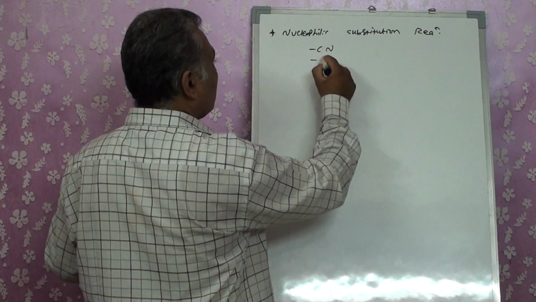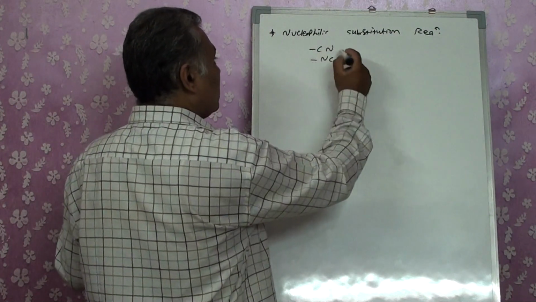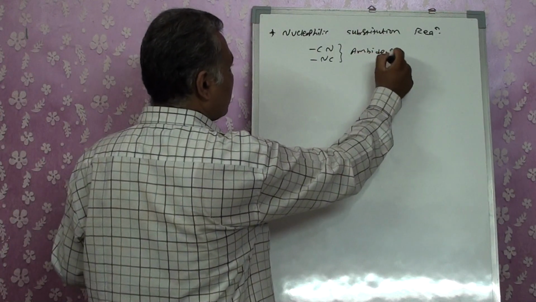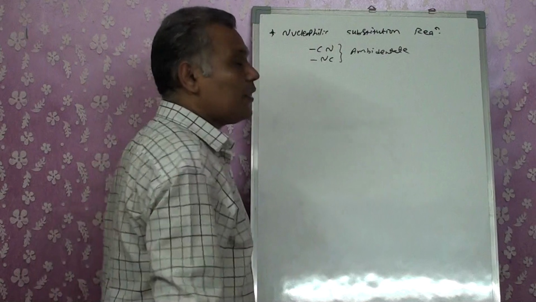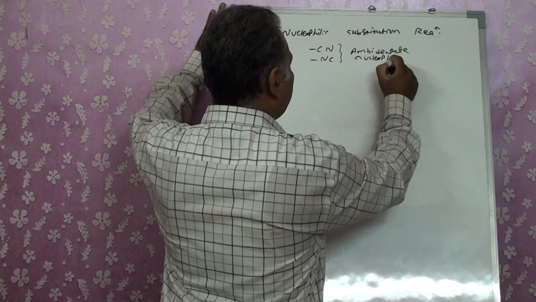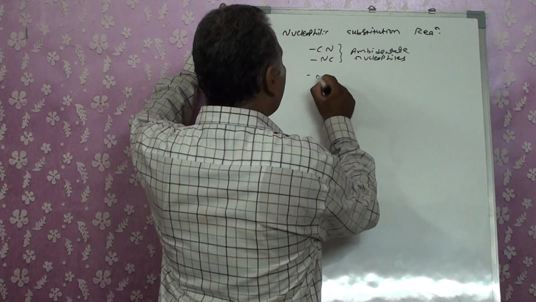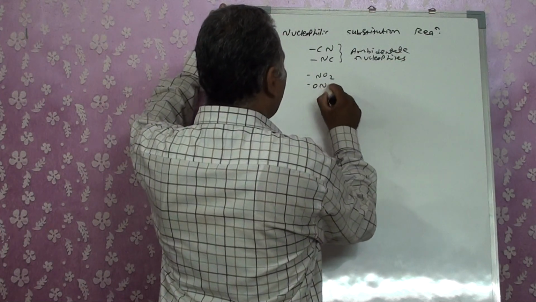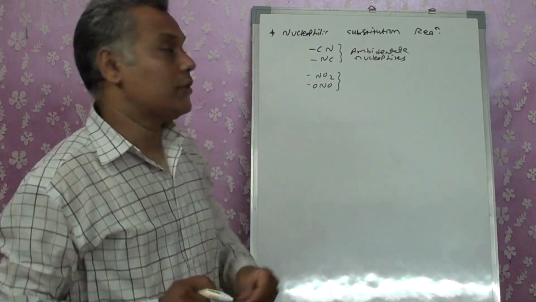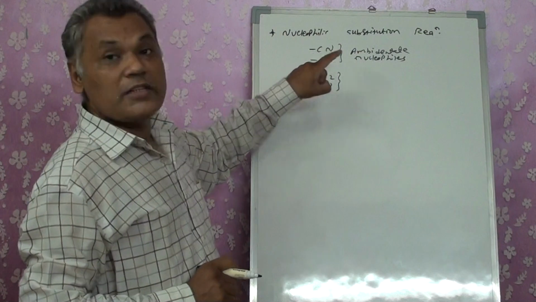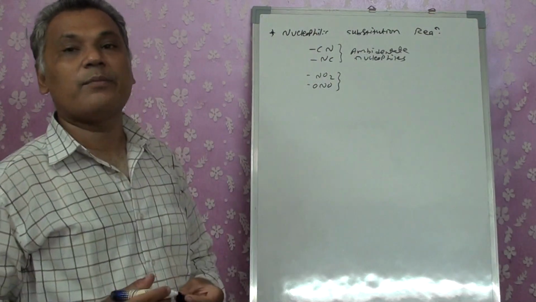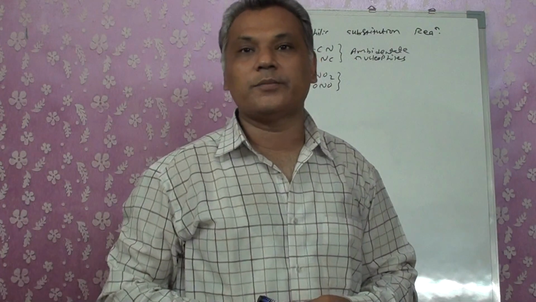CN, NC, it's an ambidentate nucleophile, or you can get it as NO2, ONO. They are ambidentate nucleophiles. What is the meaning of ambidentate nucleophiles? They are nucleophiles which have more than one atom which can get bonded or substitute the halogen atoms.